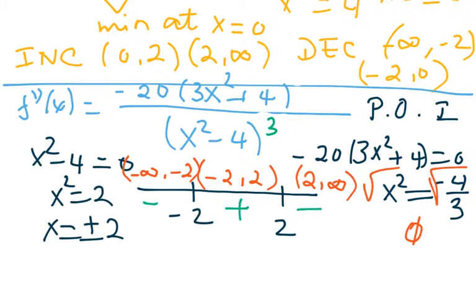And so this will tell you which is concave up and which is concave down. Concave up is from negative 2 to 2. Concave down from 2 to infinity, and from negative infinity to negative 2. So those two intervals will be concave down.